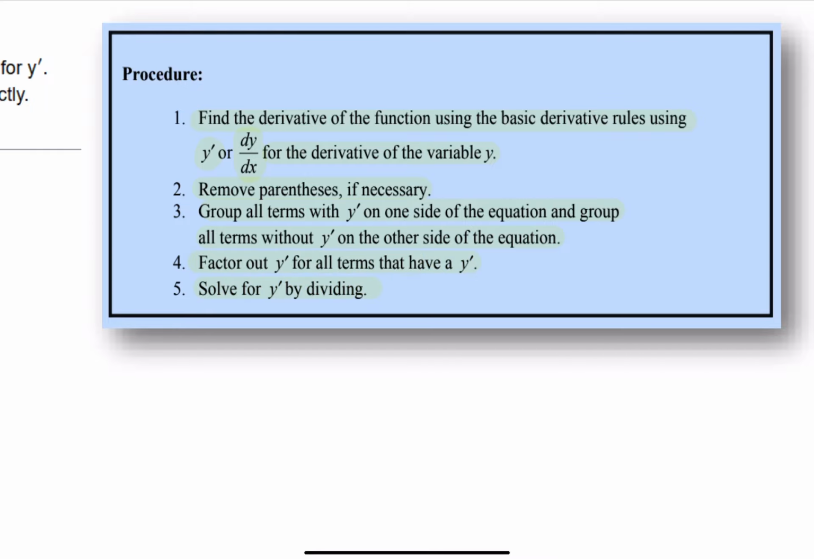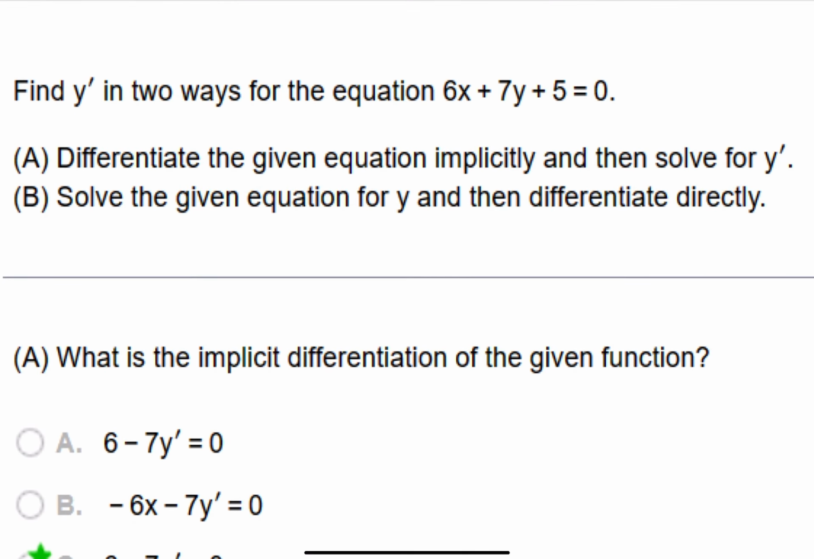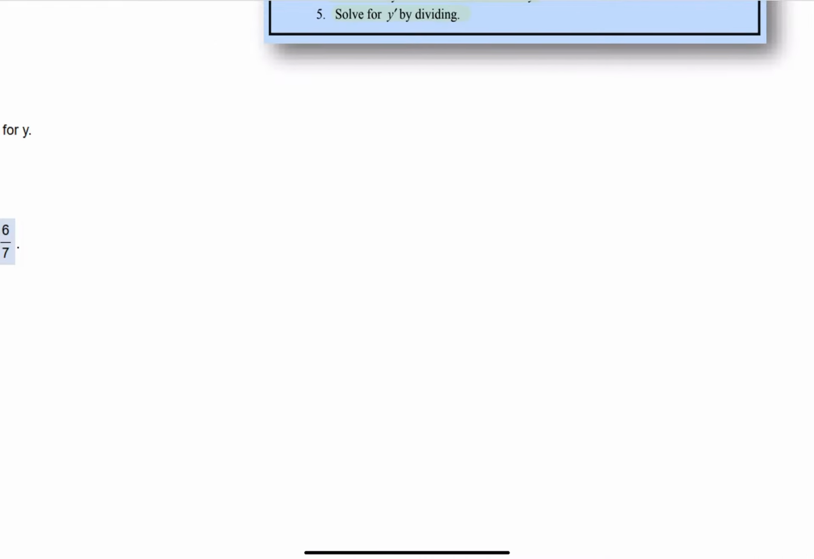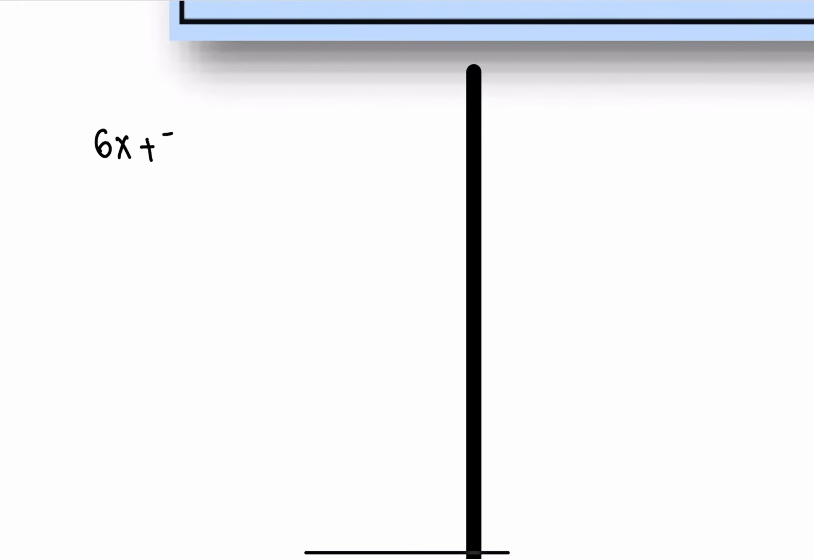Now all this is going to make sense once we start working with the problem. So here I have a problem. They say, hey, you have the equation 6x plus 7y plus 5 is equal to 0. Differentiate the given equation implicitly and then solve for y. And the second way is just find y and then differentiate. Let's go ahead and do both ways. So I'm going to draw a line here so I can differentiate. I have 6x plus 7y plus 5 is equal to 0.